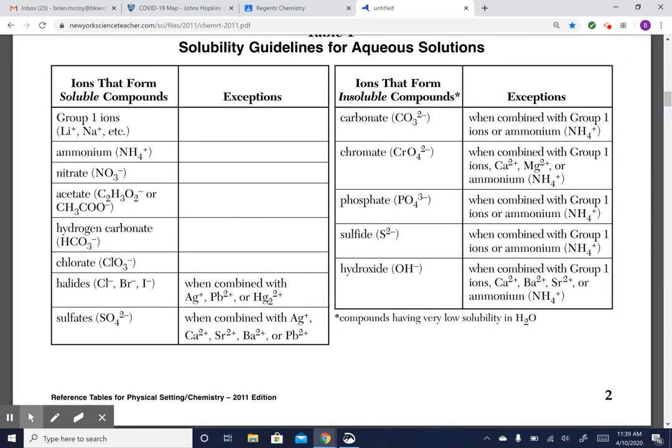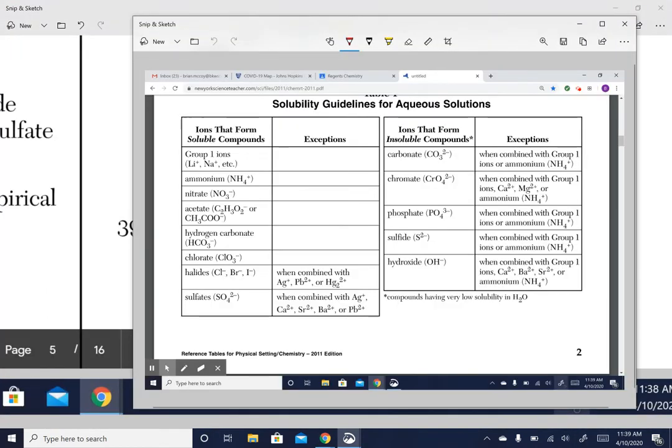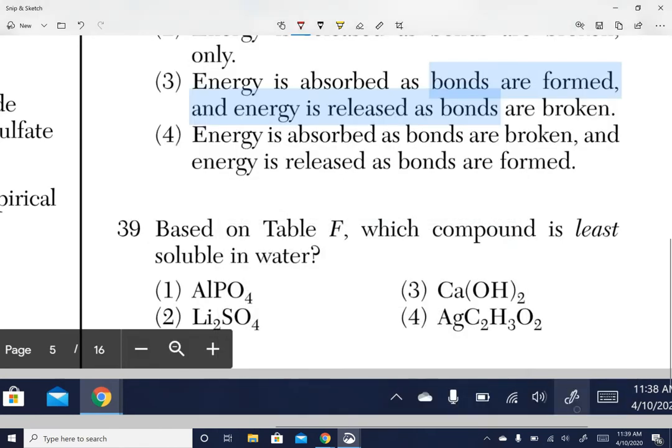Okay, least soluble. So now we're probably on this side. Here, let me do another one of these. All right, we have AlPO4. So we'll do each one. AlPO4. We've got to look up PO4.